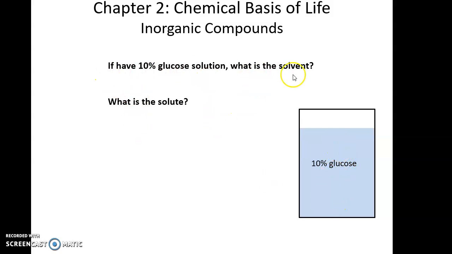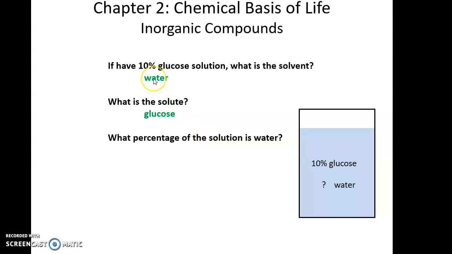All right, so here is a beaker filled with 10% glucose solution. What is the solvent? And what is the solute? Well, the solvent is water. For this class, the solvent is always water. Living things are mostly water. The solute is what is talked about. So the solute in this case is glucose, 10% glucose. What's it dissolved in? It's dissolved in the solvent, water. And what percentage of this solution is water? Well, if it's 10% glucose and the total has to be 100%, then water has to be 90%. 100 minus 10 equals 90.